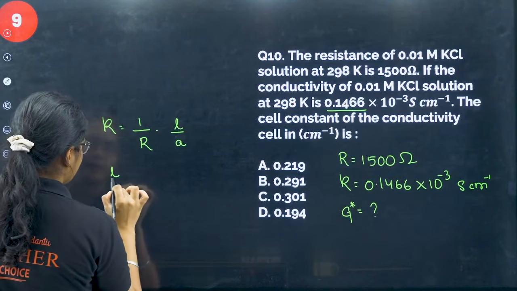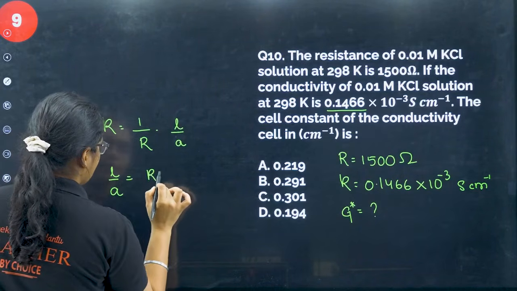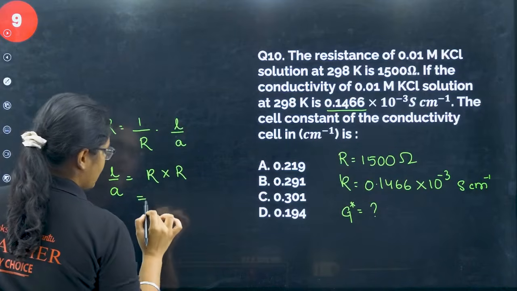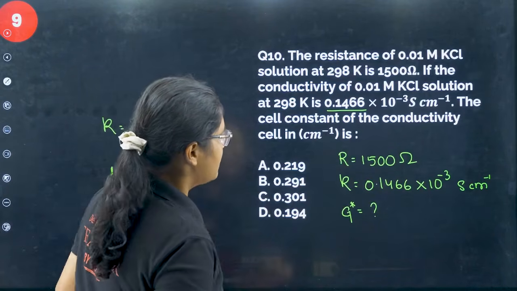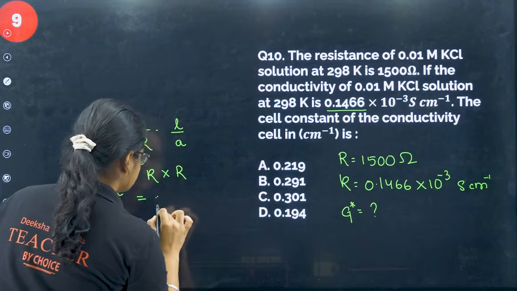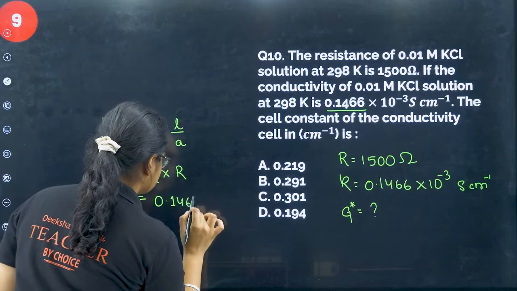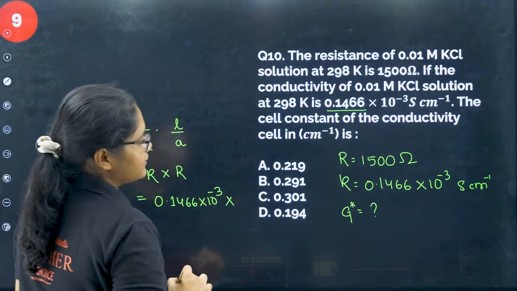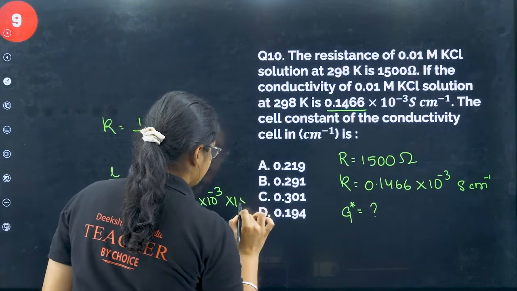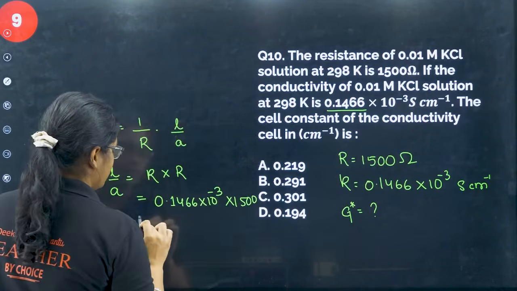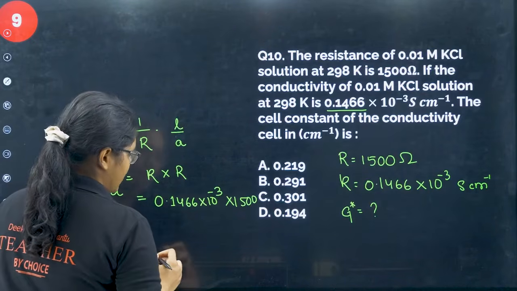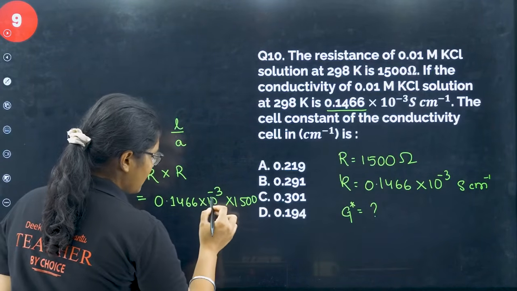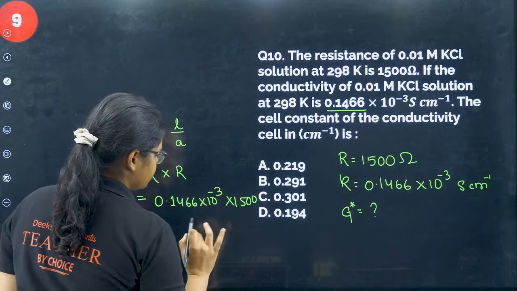So cell constant L by A will be equal to kappa into R, okay, and the kappa value given to me is 0.1466 into 10 to the power of minus 3, and the resistance we have is 1500, okay. So let's just quickly solve that. I can just multiply first all the things.